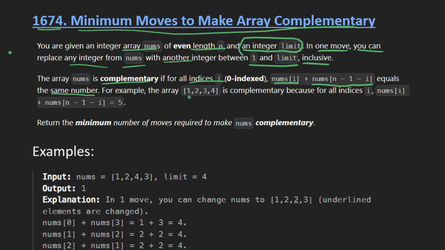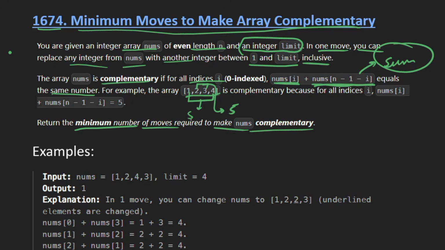That means suppose we are given this array 1 2 3 4. If we take 1 plus 4, the sum is 5. 2 plus 3, again the sum is 5. So for every pair where nums[i] plus nums[n - i - 1], the sum should be equal for all the pairs, then the array will be said to be complementary, right? So what we have to do is return the minimum number of moves that we require to make our nums complementary, right?